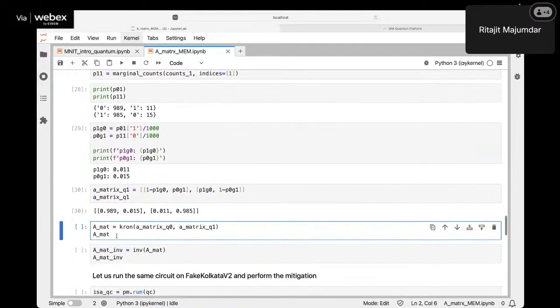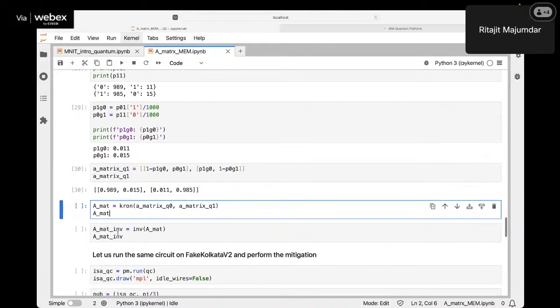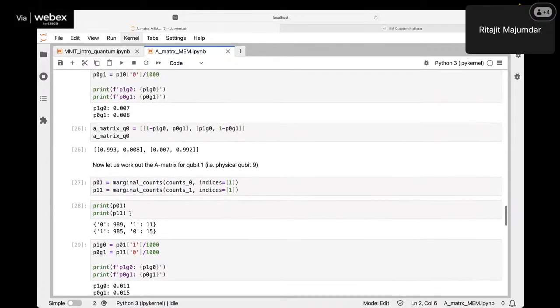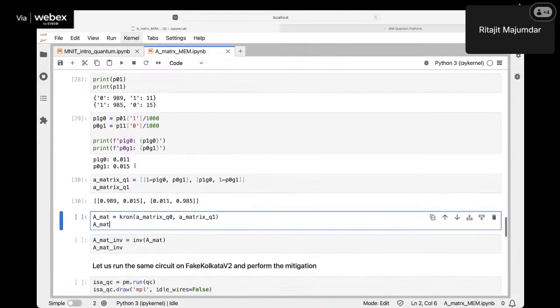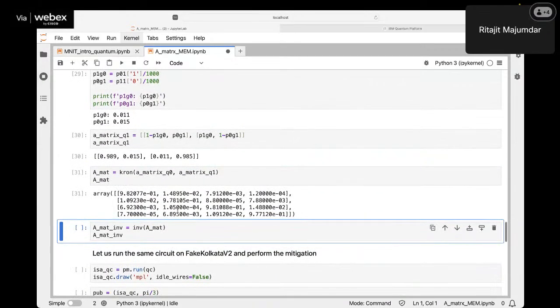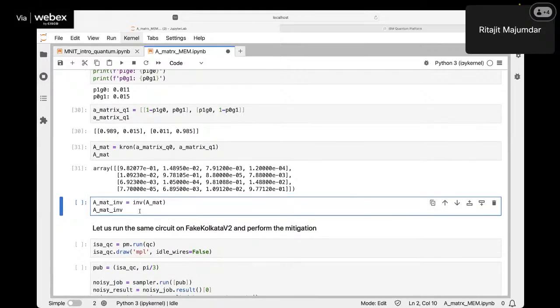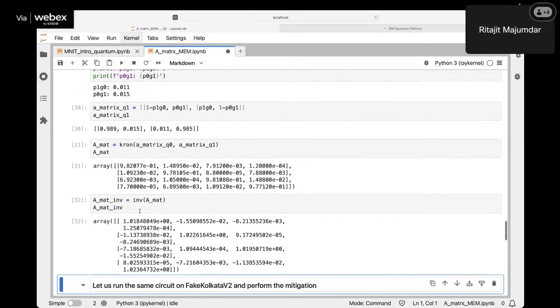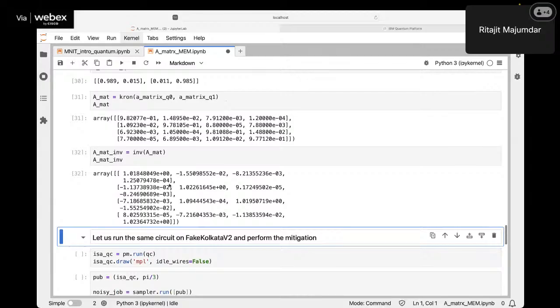Now the steps are simple. Now the steps are what we have done before. I have the 2 A matrices for Q0 and Q1. I'll do a tensor product of them, get the bigger A matrix. I will do the inverse of that. I get the inverse of the A matrix.